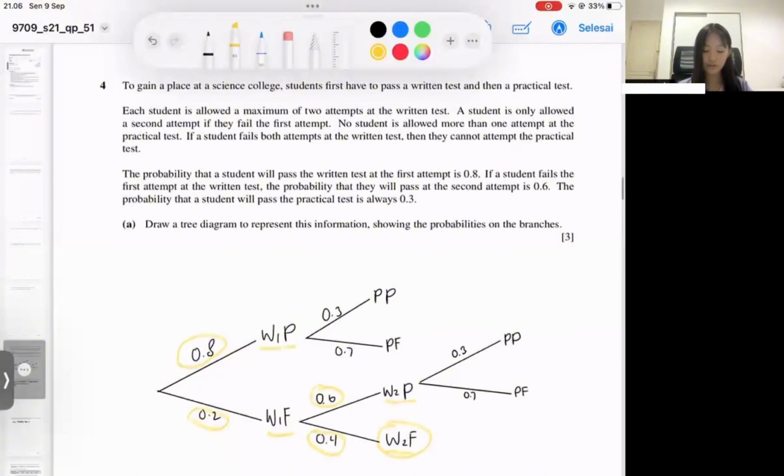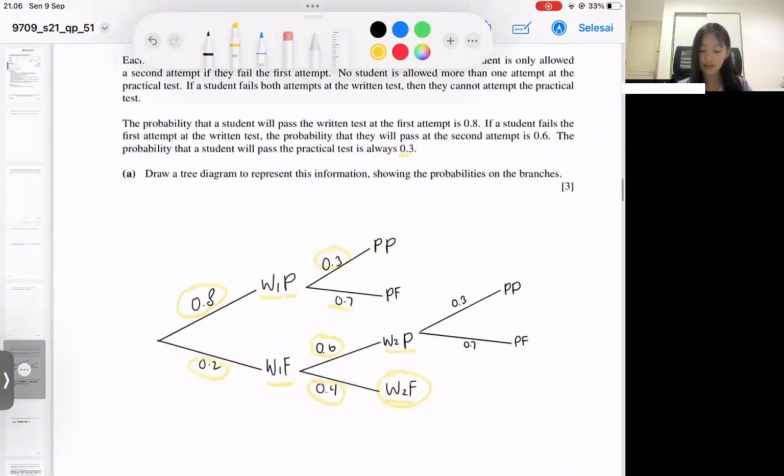If they pass on the first attempt, then the practical test passing chance is 0.3. It's always 0.3. So the failing chance is just 1 minus 0.3, which is 0.7. The same goes with the second attempt: 0.3 if you pass and 0.7 if you fail. And that's for number 4.